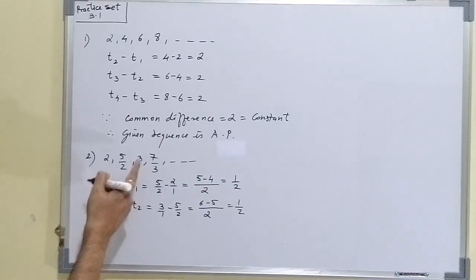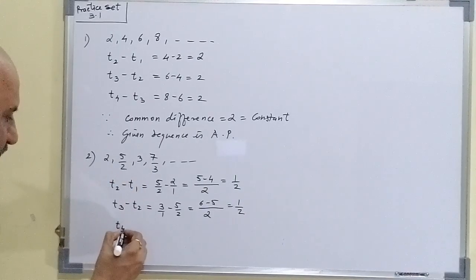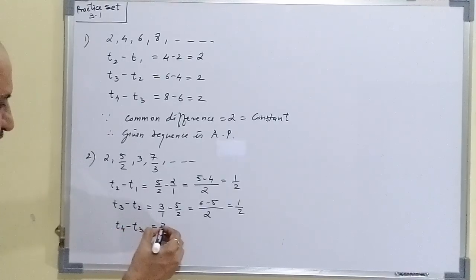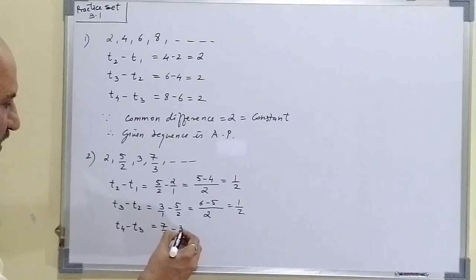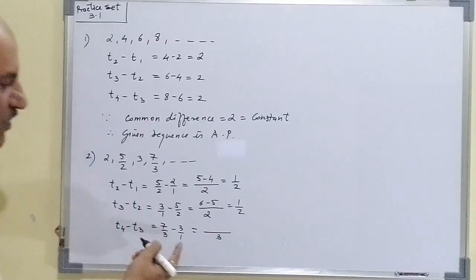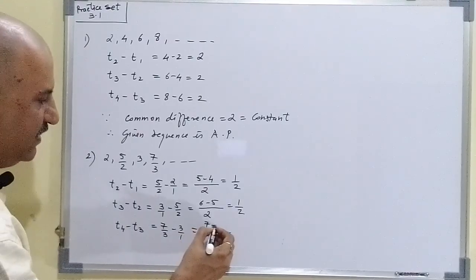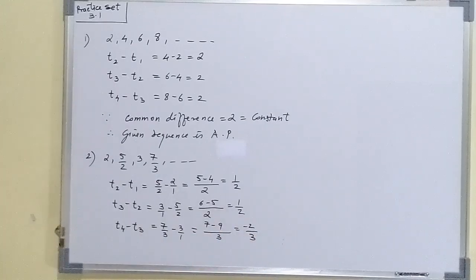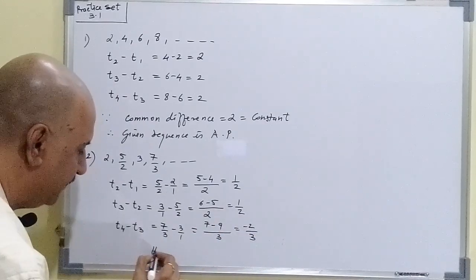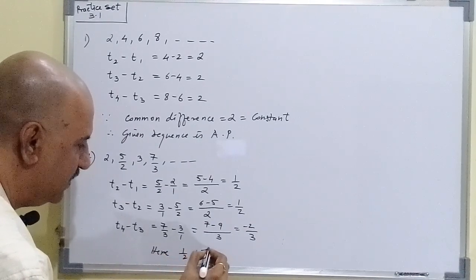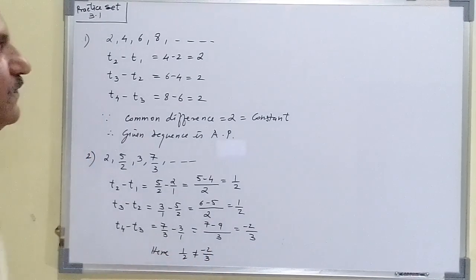Next, T4 minus T3. What you get? T4 is 7 upon 3 minus 3 upon 1. Denominator 3. Cross multiply: 7 minus 9. You get minus 2 upon 3. Please see here: 1 upon 2 is not equal to minus 2 upon 3.